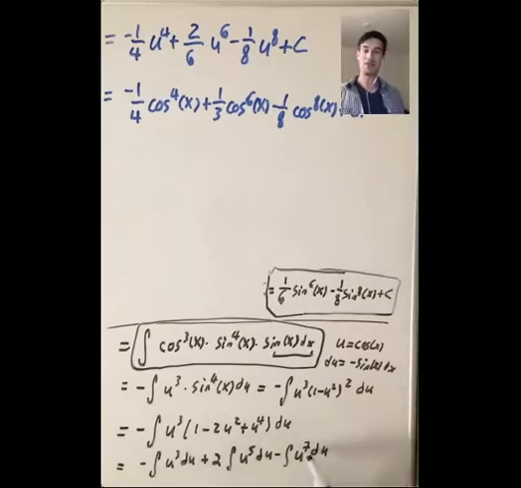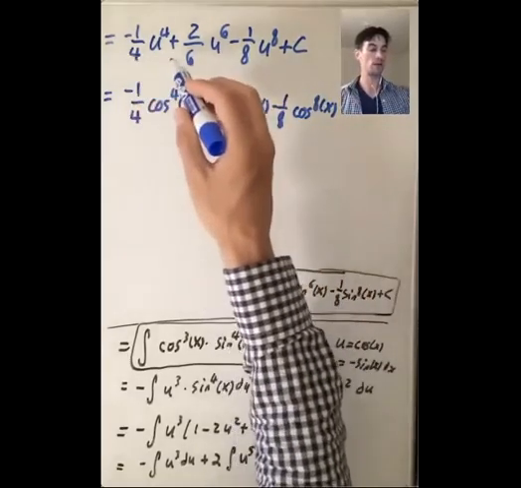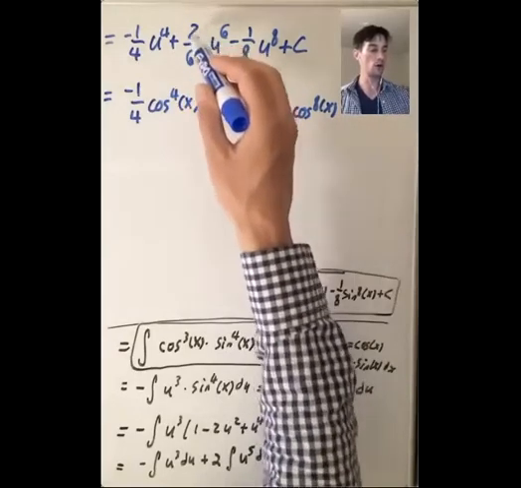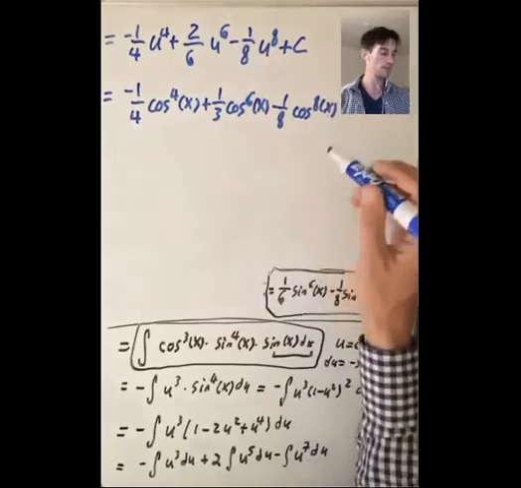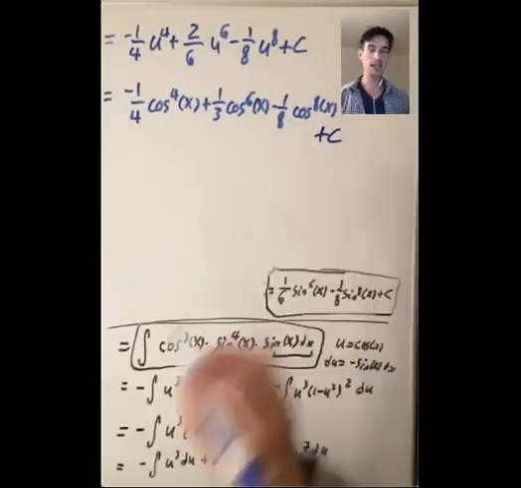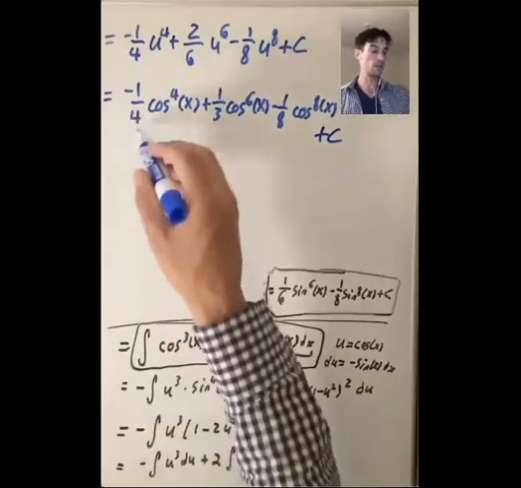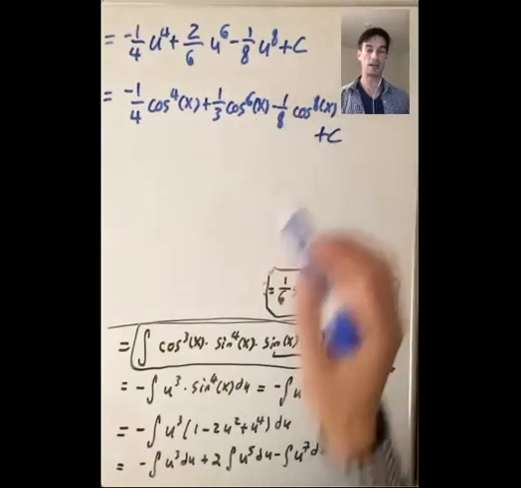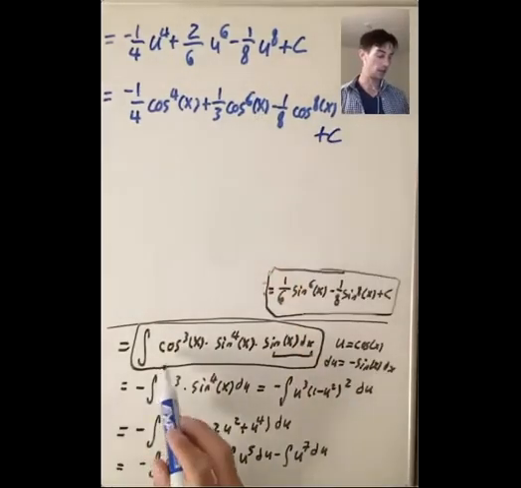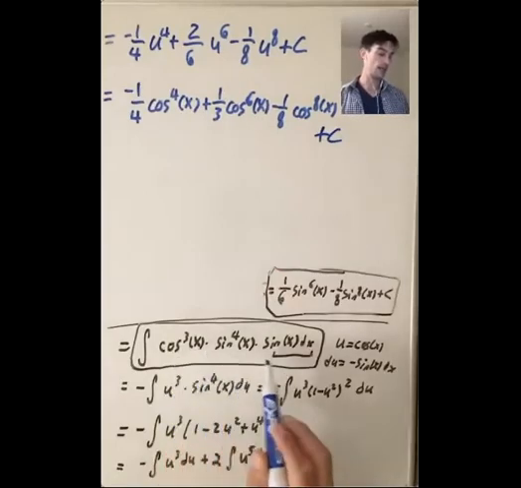Computing an antiderivative of each of these functions is pretty easy. So what do we get? Minus 1/4 u to the 4th plus 2 over 6 u to the 6th minus 1 over 8 u to the 8th plus c. And we just substitute back in a cosine everywhere we see a u. And we get minus 1/4 cosine to the 4th plus 1/3 cosine to the 6th minus 1/8 cosine to the 8th. And that is the integral that we started with, the integral of cosine cubed times sine to the 5th x dx.